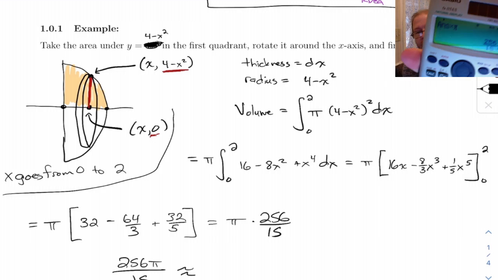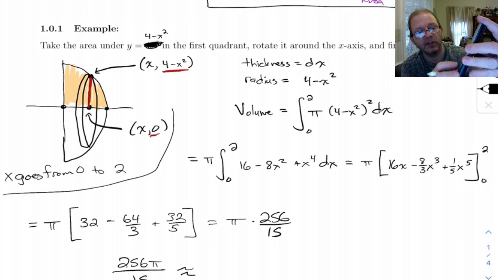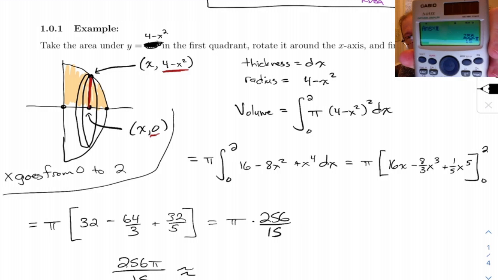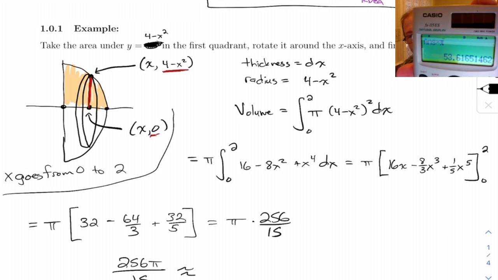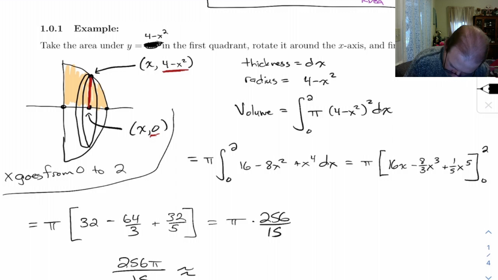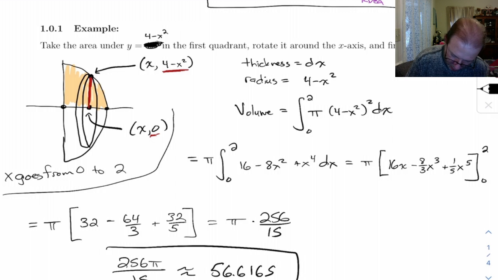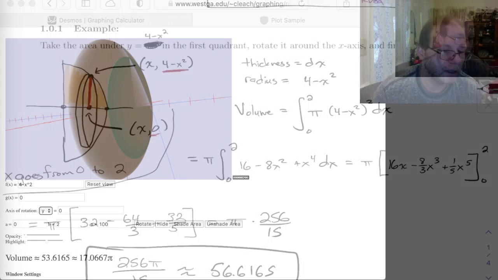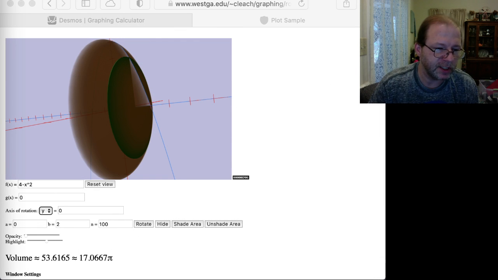So my calculator is showing me that. If I hit the button, it gives me an approximation. The approximation is 56.6165. And that's our volume. Let's compare that to what the computer found. If we go back over here, yeah, 56.6165.